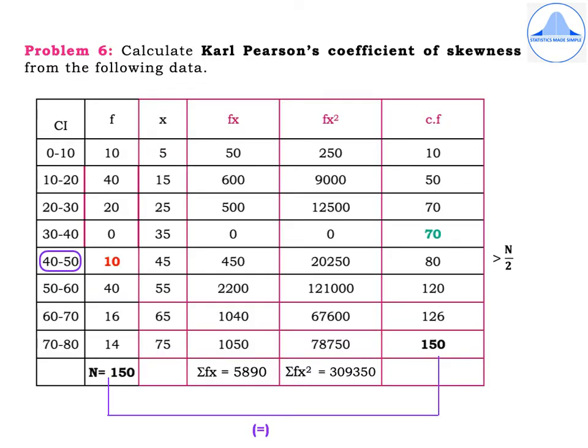6. Calculate Karl Pearson's coefficient of skewness from the following data. The class intervals are 0 to 10, 10 to 20, 20 to 30, and it continues up to 70 to 80. The corresponding frequencies are 10, 40, 20, 0, 10, 40, 16, 14.